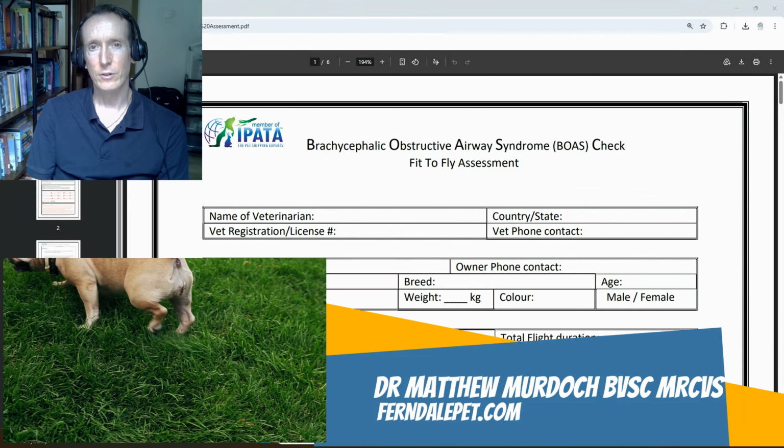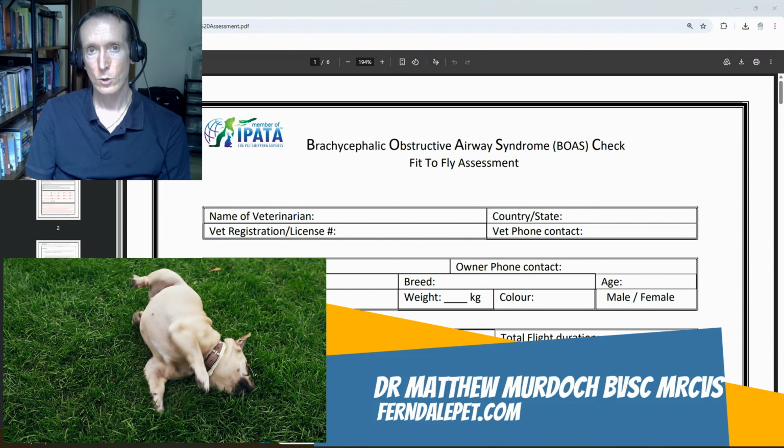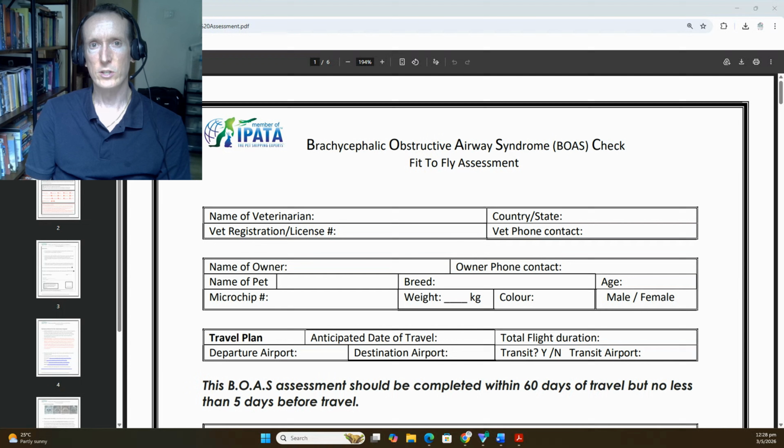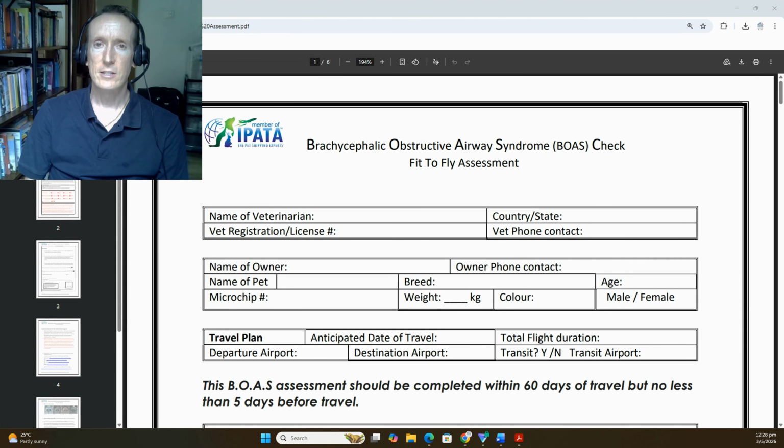Now, this will be relevant for certain airlines like Qantas or Cathay Pacific or Emirates. There's certain airlines which it's mandatory for your pet, depending on their breed, to have this test to make a booking. So, for example, to fly a pug to Australia, you need to do this test with Qantas, or even with Cathay Pacific. There's other cases where it's not mandatory to do this test, but it's recommended.